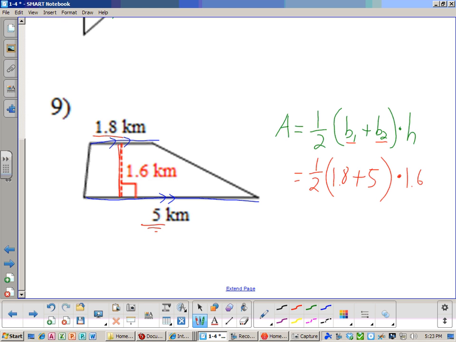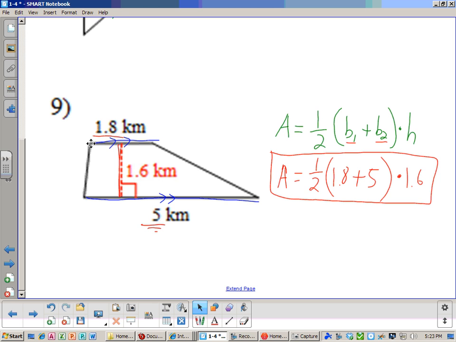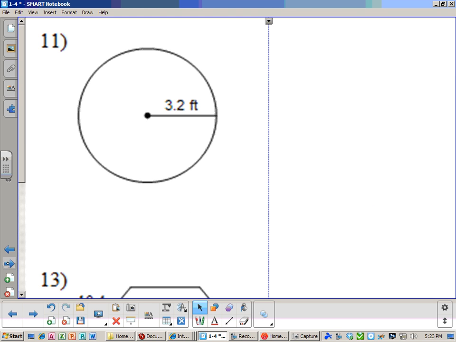Yeah, 1.6. That is my area. Don't have to do anything else. If I had a calculator, I simply just type that in and you'll get an answer. Okay. Moving on. Number 11.